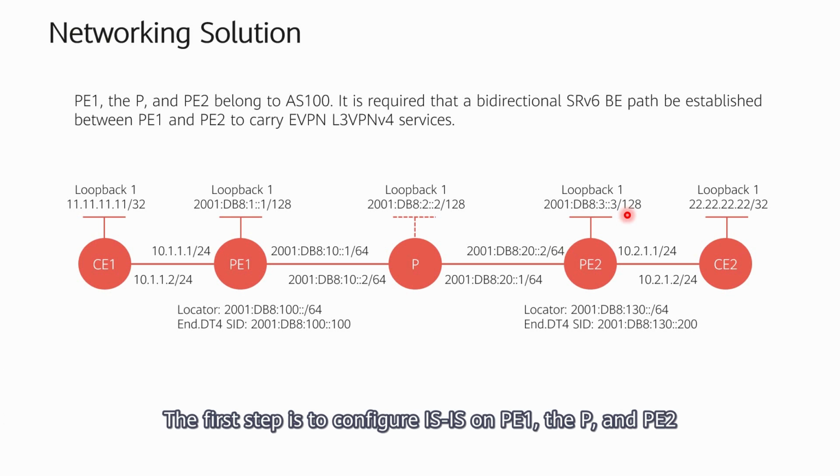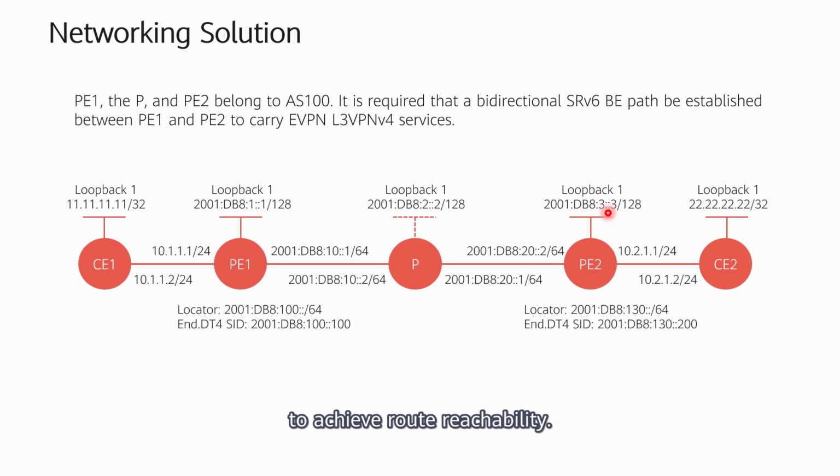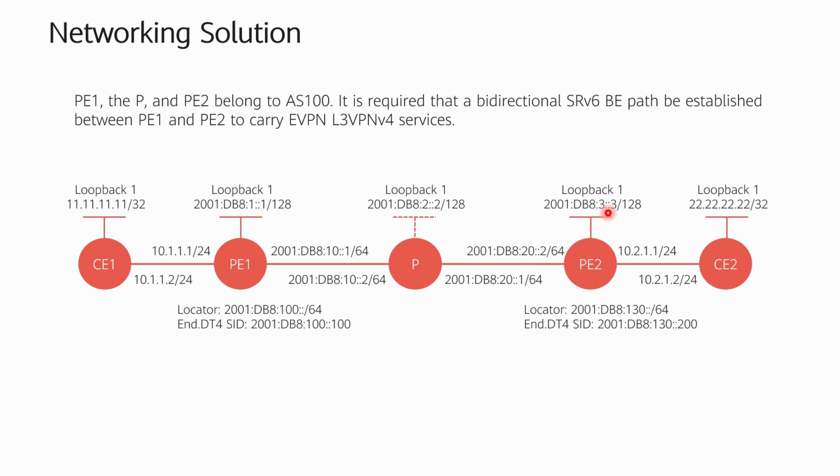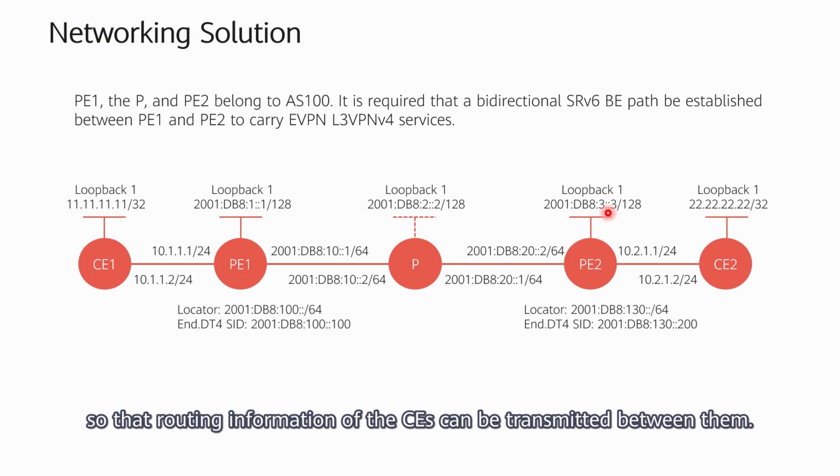The first step is to configure IS-IS on PE1, the P, and PE2 to achieve route reachability. The second step is to configure SRv6 on PE1 and PE2. And the third step is to configure CE access on the PEs and establish a BGP EVPN peer relationship between them, so that routing information of the CEs can be transmitted between them.